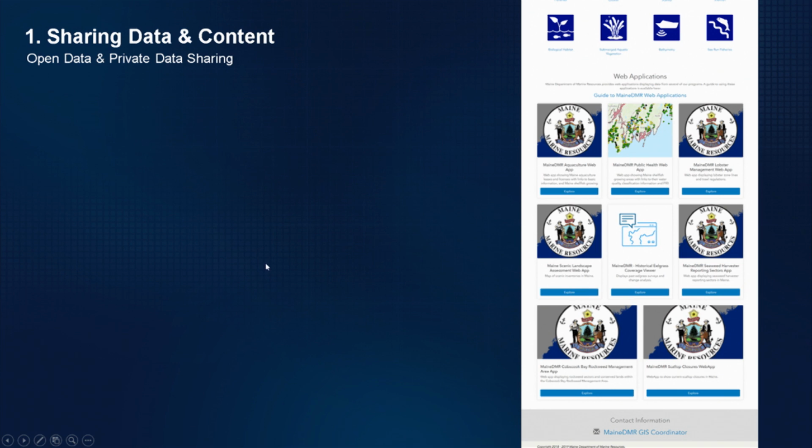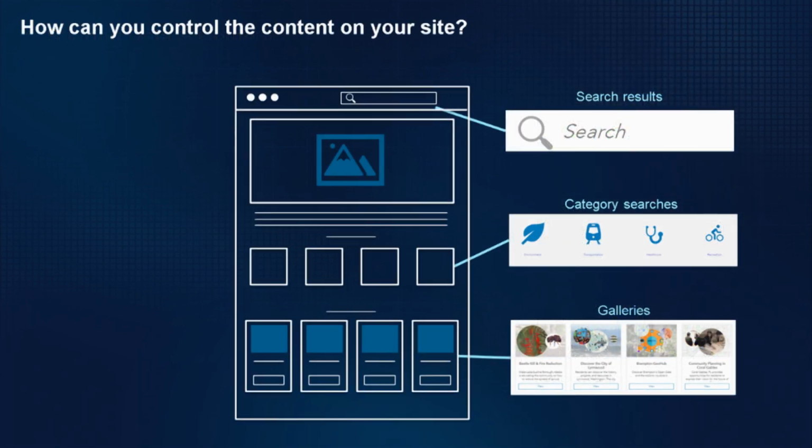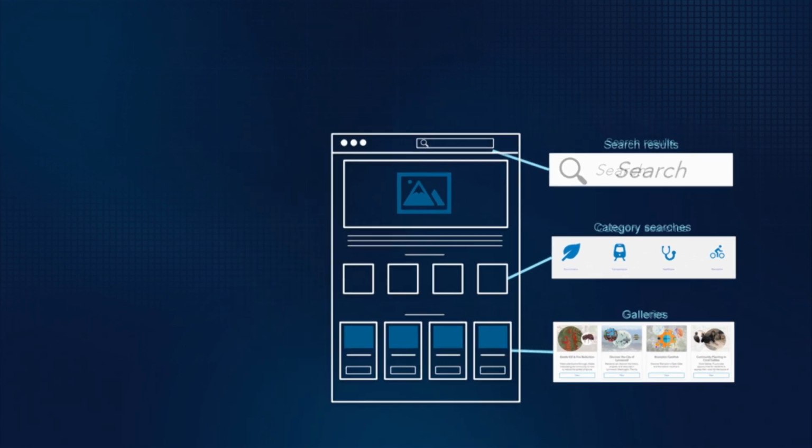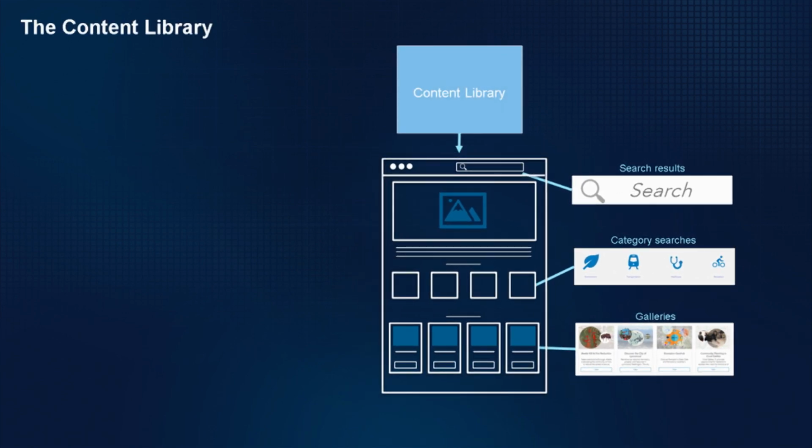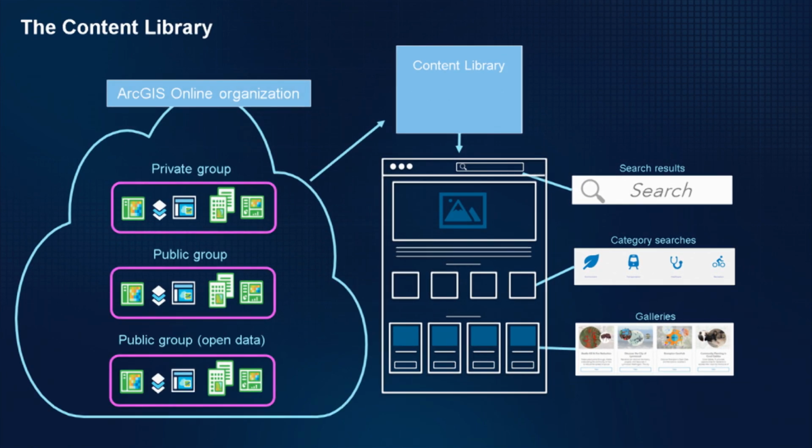Go back. So how does the content get into the site? Like if you're like Maine, how did it get in there? Well, as I mentioned, ArcGIS Hub is built on ArcGIS Online, so we're pulling content that you might already have in ArcGIS Online. And we have something in our sites called a content library. And what you do is you pick the groups from your ArcGIS Online organization that you'd like to have appear or available through search or some of those category searches like I just showed you, or in your galleries.